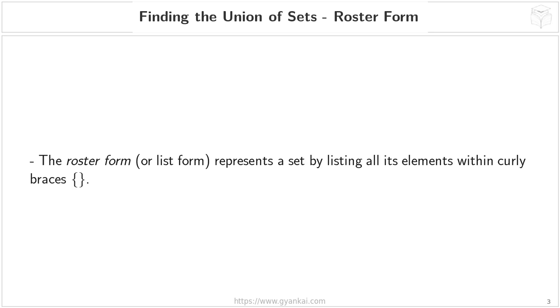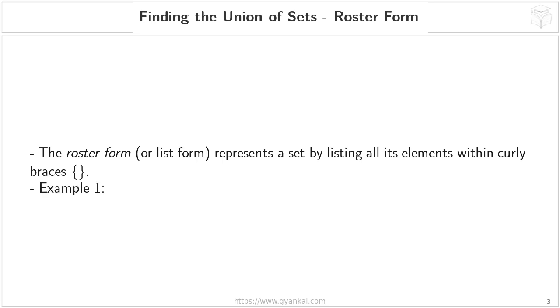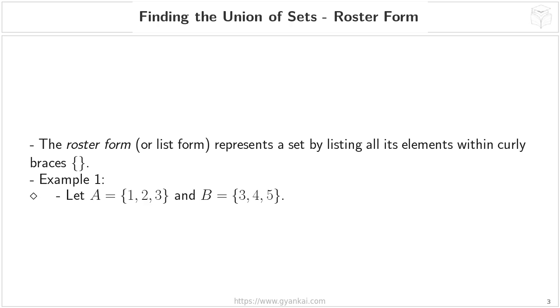Finding the union of sets, roster form. So let's move on to actually finding the union of sets. Up until now, we've discussed what the union is conceptually. Now we'll look at how to calculate it. First, let's recall how we represent sets. This slide introduces the roster form, also known as the list form. Essentially, this just means we write out all the elements of a set, placing them inside curly braces. So, if we have a set containing the numbers 1, 2, and 3, we'd write that as {1, 2, 3}, enclosed in curly braces. Now let's look at example 1.